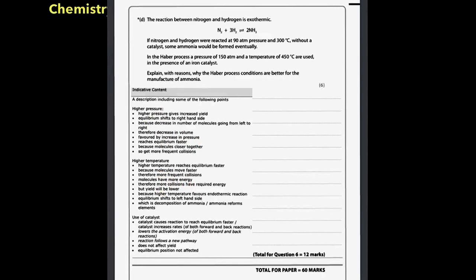Finally, you can talk about the use of a catalyst. A catalyst causes the reaction to reach equilibrium faster. A catalyst increases the rates of both forward and backward reactions. This lowers the activation energy. The reaction just follows a new pathway, but this does not affect the yield. Equilibrium position is not affected. So the last thing you have to talk about is the catalyst, and make sure you mention this. If you mention the other 2, you still get some marks, but if you mention the catalyst, you get the rest.